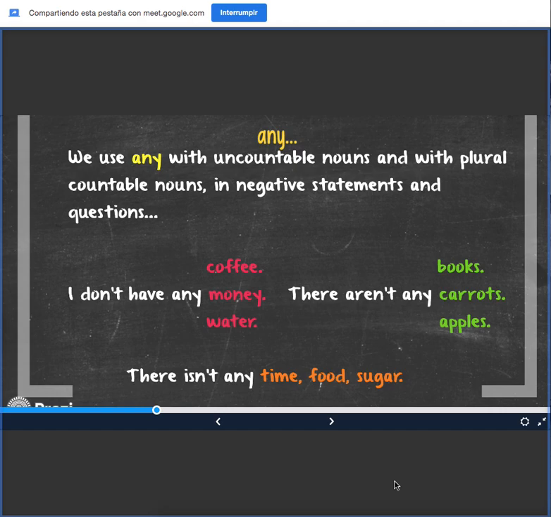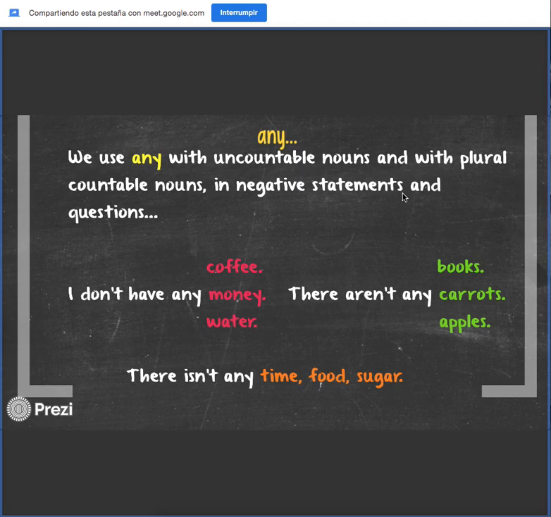So, Michelle, Princess, can you please help me reading the first part of the slide? Yes, teacher. We use any with uncountable nouns and with plural countable nouns in negative statements and questions. Thank you. So, look at this. Once again, this is a word that we can use with countable and uncountable nouns. You can use it with both, yeah? But you are going to use it to talk about negative statements, negative sentences, and to make questions, okay? Once again, in the case of countable nouns, you have to have it in plural. Lo tienes en plural porque estás hablando de cantidades.